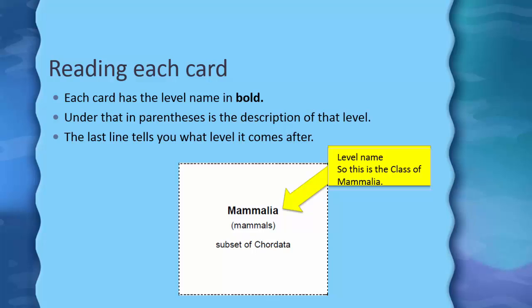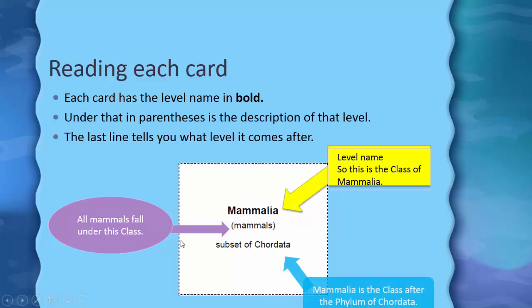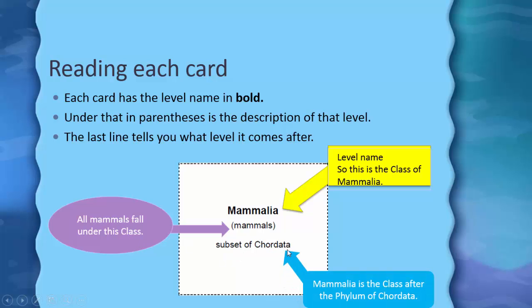So here's an example. We have our class of Mammalia. So that's going to be where all the mammals fall into. And we know that's a subset of Chordata. So that means that Mammalia is the class and the phylum is Chordata. So now you know what order that falls into.